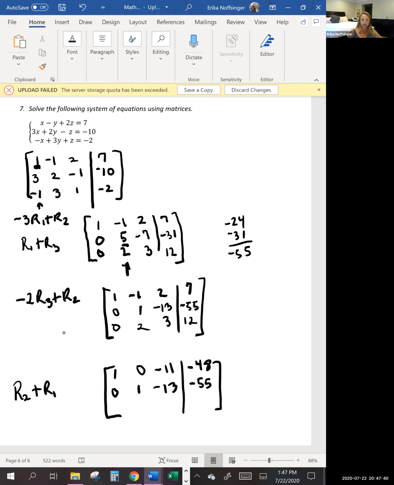So doing the same thing using row 2, but now we're going to multiply it by -2 to get rid of the 2 below. So we have -2 row 2 plus row 3. So -2 times 0 is 0 plus 0 is 0. -2 times 1 is -2 plus 2 is 0. -2 times -13, that's +26 plus 3 is 29. -2 times -55 gives us 110, and 110 plus 12 is 122.